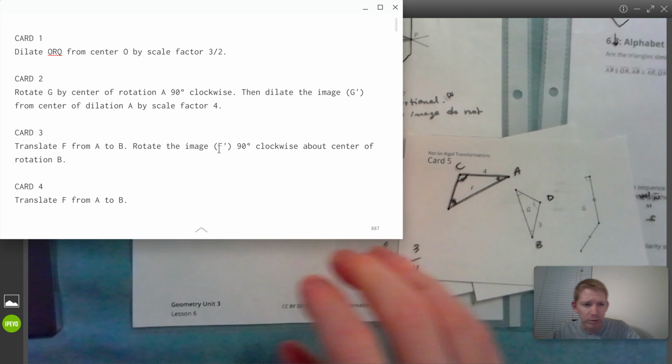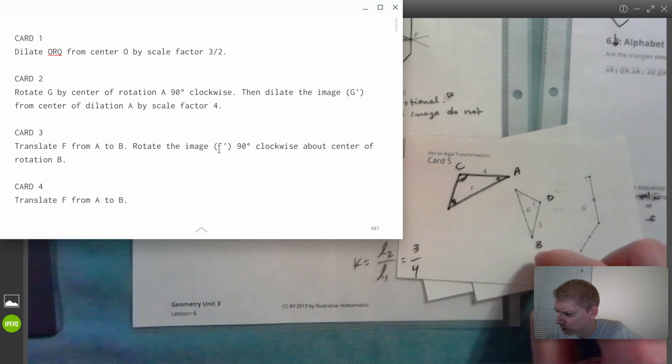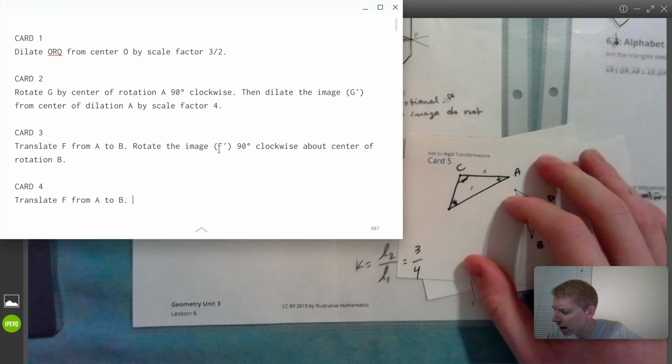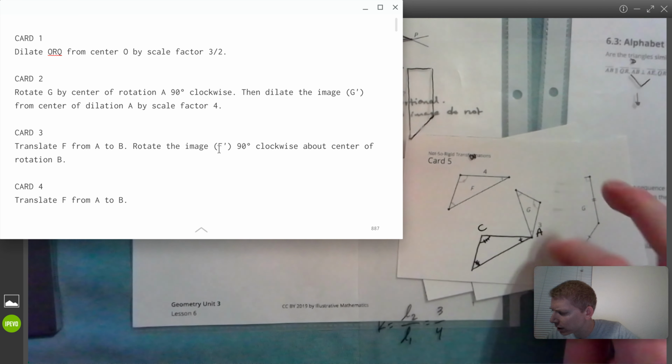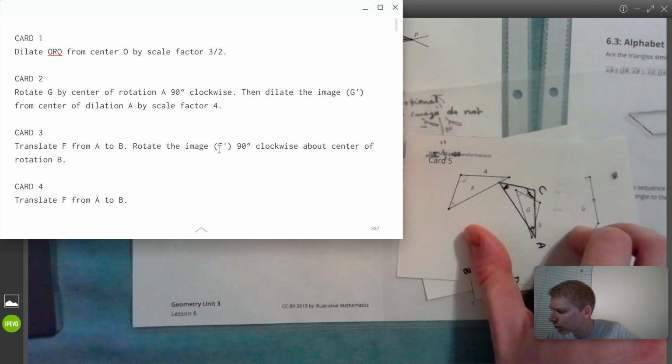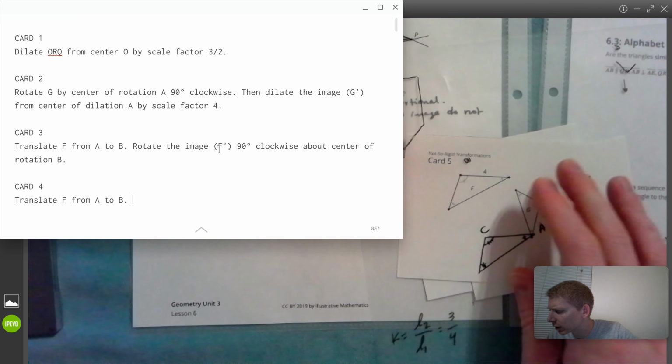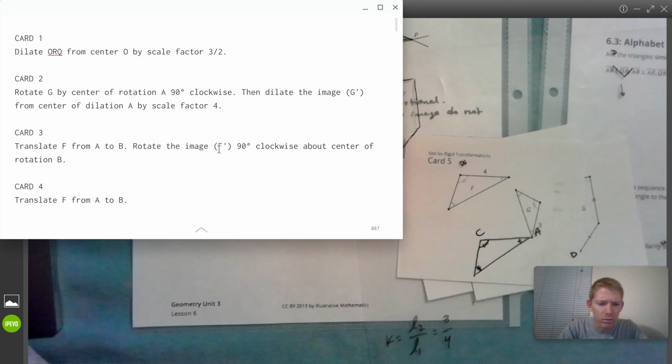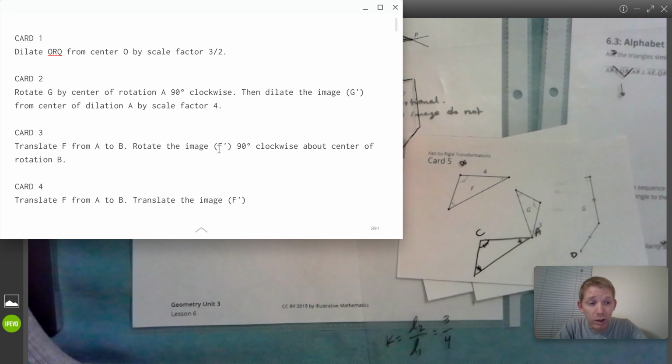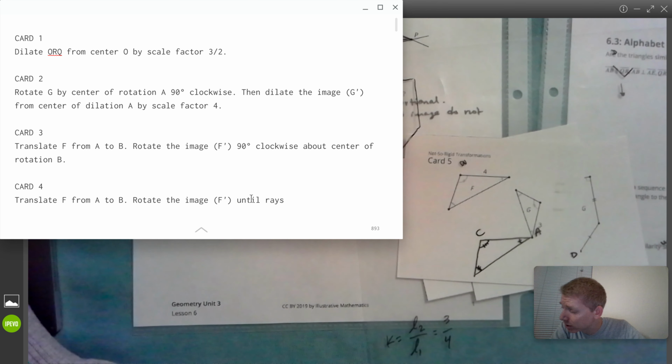All right. So now I need these letters here because I'm going to need to describe these rays, right? So after we do the translation, I want to rotate until these rays right here coincide. Okay, so we're going to say translate the image, which is now F prime. No, not translate. Rotate. Rotate the image until rays AC and BD coincide.